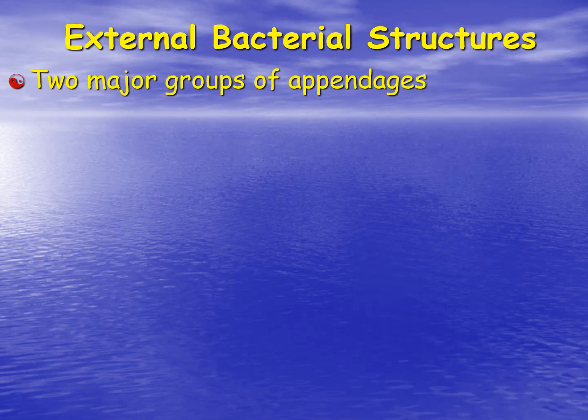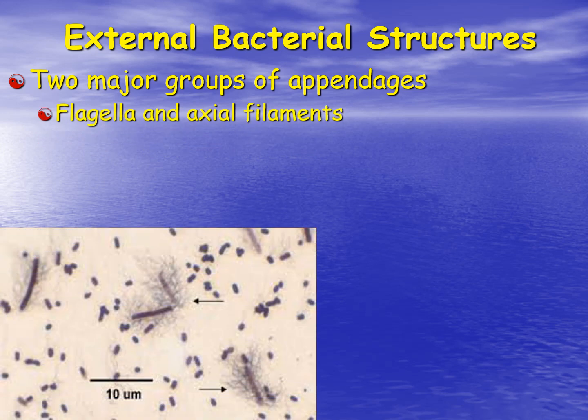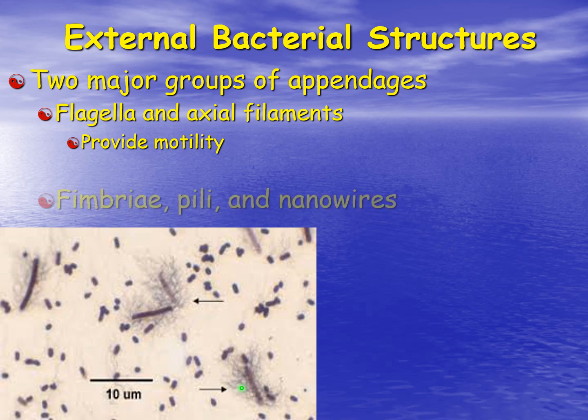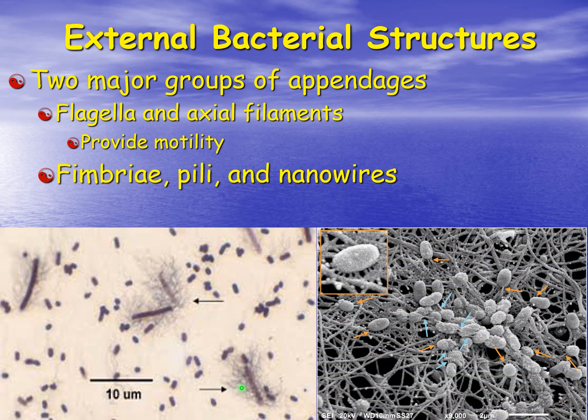Two major groups of appendages that we can find on bacteria: the flagella and other axial filaments that are similar. And again, here's some pictures of these flagella in a flagellar stain. These can provide motility as well as adhesions in the environment. The fimbriae, the pili, and the nanowires.